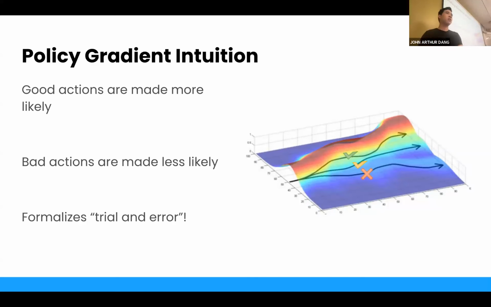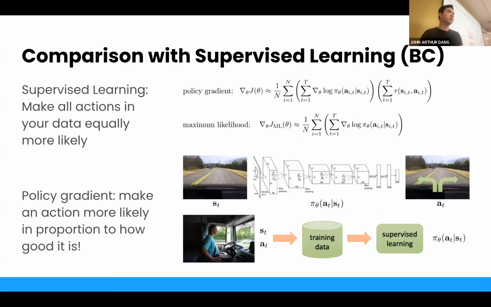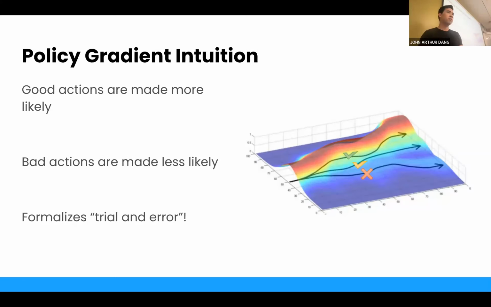I'm not sure if I grasp how the equation that you derived for the policy gradient earlier lends itself to this visualization.